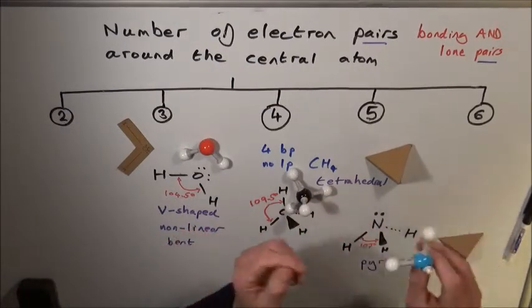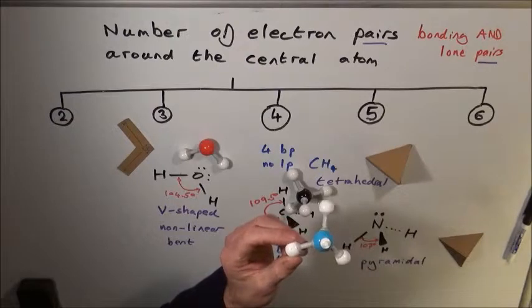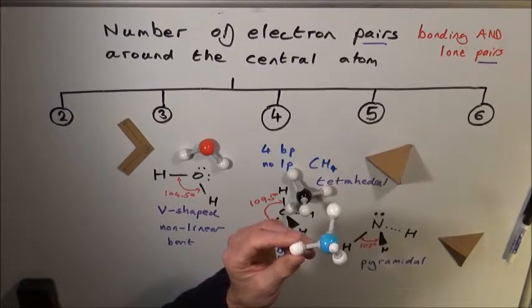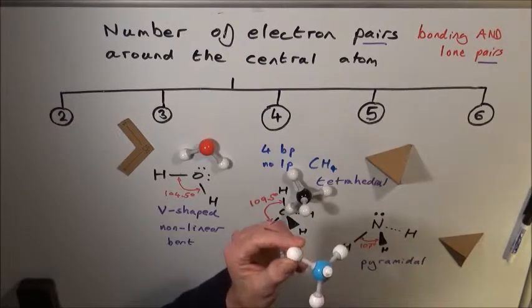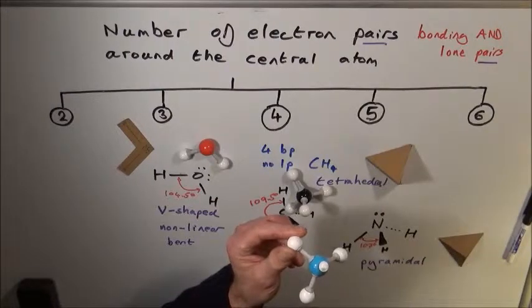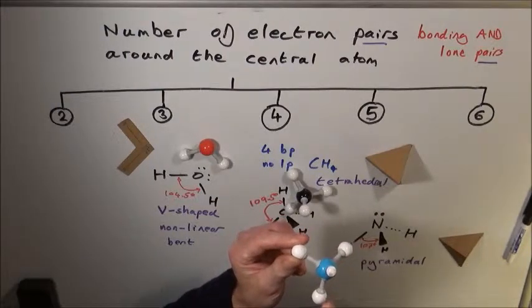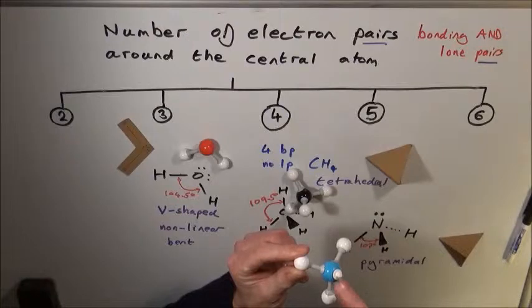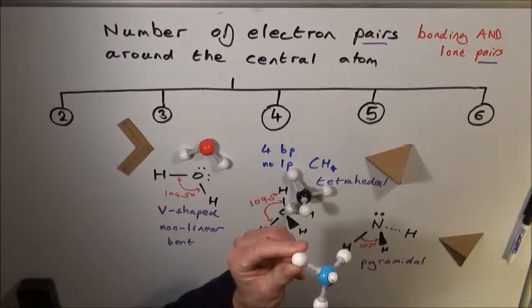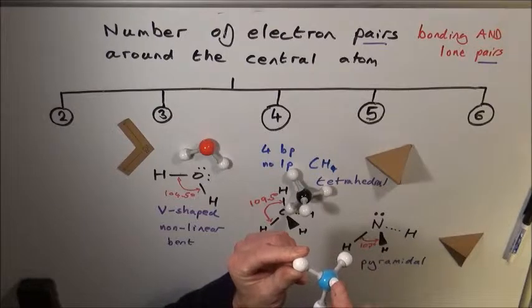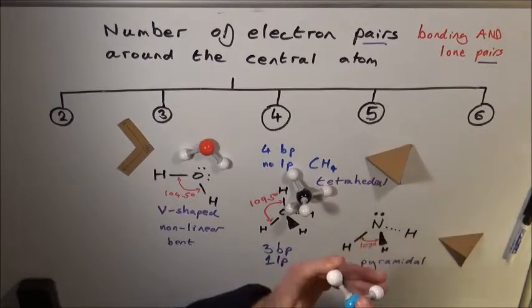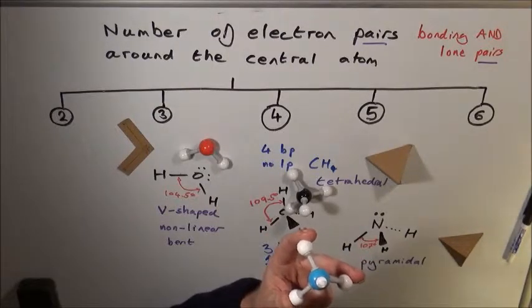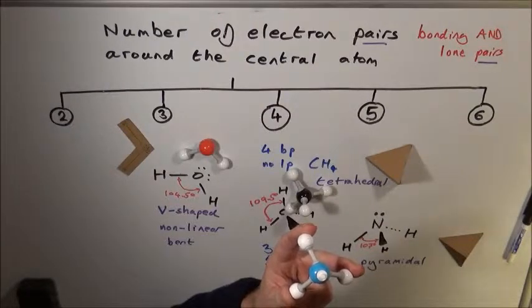If you're asked to explain the shape of the ammonia molecule, again you have to say that it's got 4 pairs of electrons around the nitrogen, but you must say that 3 of them are bonding pairs and 1 of them is a lone pair. You then say that electron pairs repel, but very importantly lone pairs repel more, and this is why it takes the shape of the pyramid, the pyramidal shape.